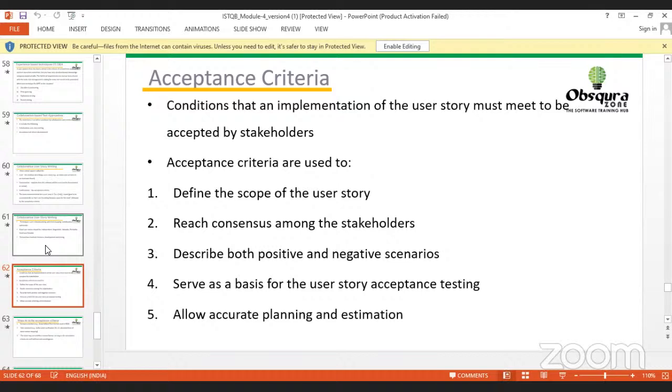It serves as a basis for the user story acceptance testing. Okay, so for a user story to be accepted, we have to satisfy all these acceptance criteria, and only then will the user story be accepted. Now, allow accurate planning and estimation. Okay.